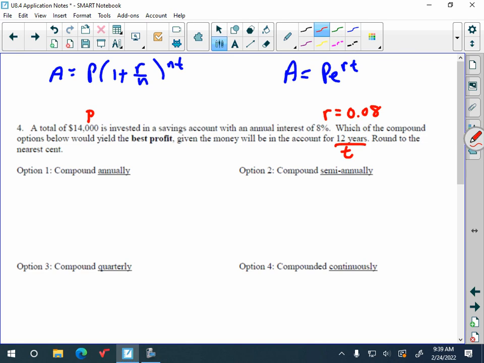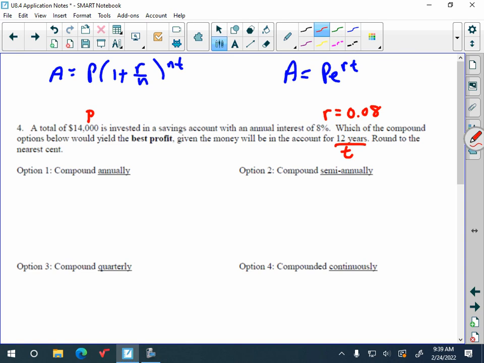So option 1 says compounded annually. Option 2 is semi-annually, option 3 is quarterly. Each of these 3, option 1, 2, and 3, are going to use this formula right here. Option 4, compounded continuously. So that's the word that we're looking for. That's the only one that's using this formula. It's the only one you can use that says compounded continuously.